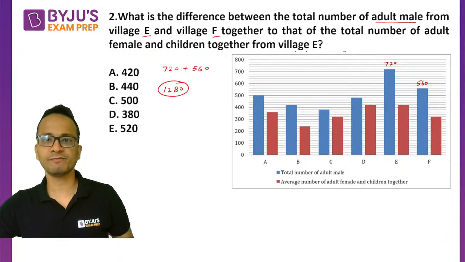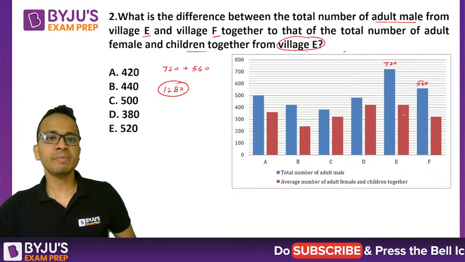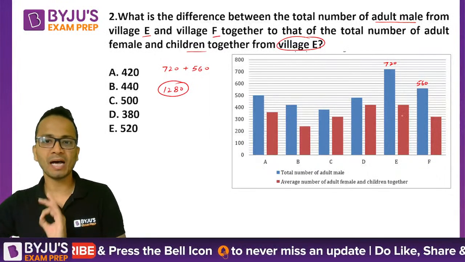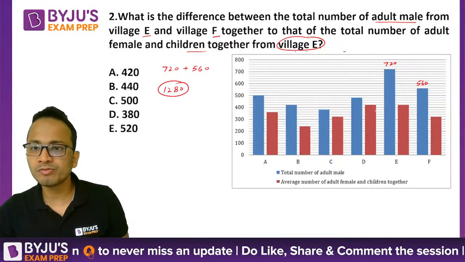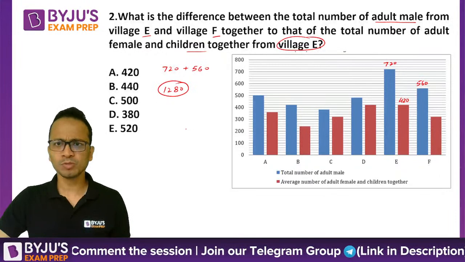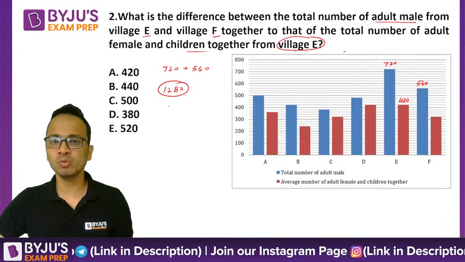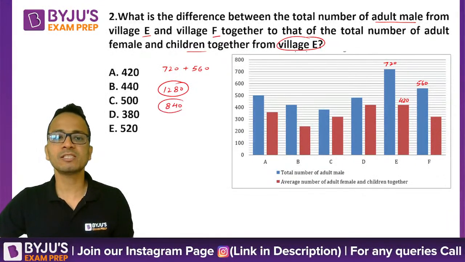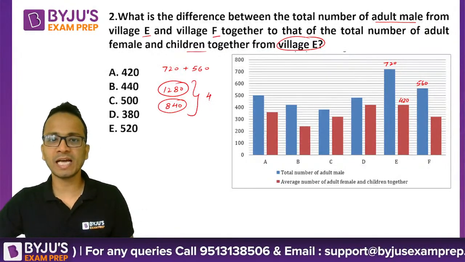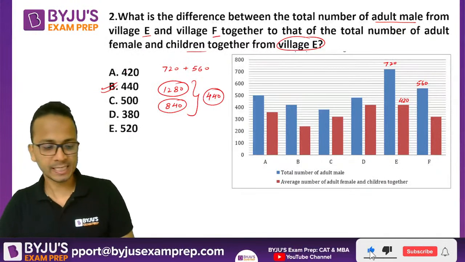Now we have to calculate its difference with the total number of adult females and children in village E. So the sum of females and children in village E. Okay. Now the red bar in village E, the value is 420. Now I'll multiply it by 2 to get the total number of females and children, because this was the average. So 420 multiplied by 2 is 840. So this is the second number. Now you have to take the difference between these two, which is easy to calculate, that is 440. Alright, so the correct answer will be option B in this case.